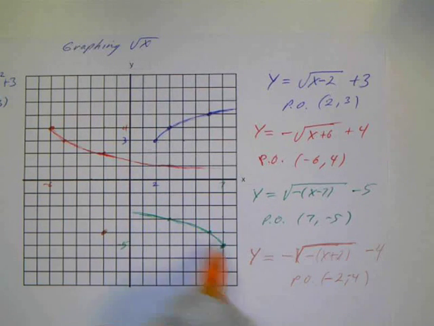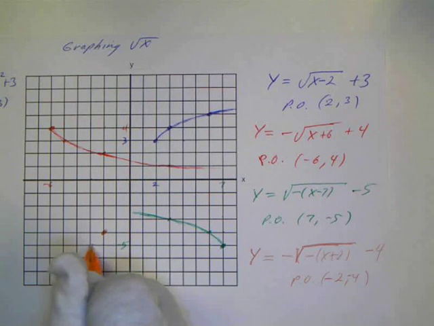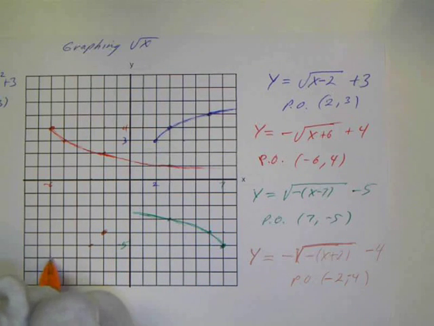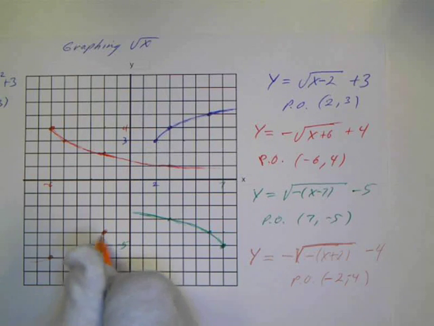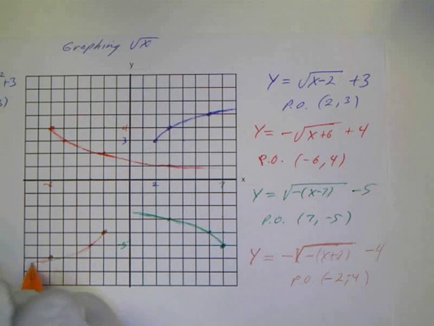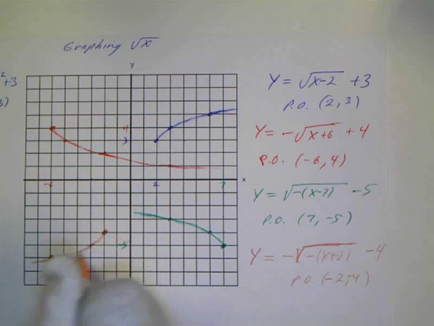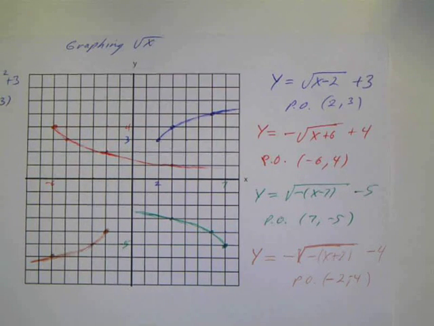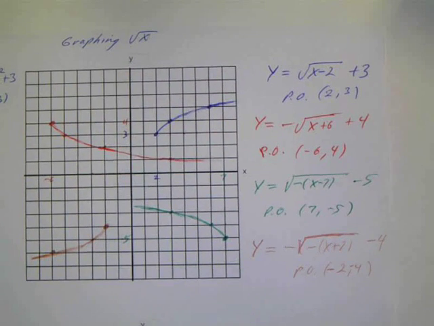And like I said, instead of going up, it's going to be going towards the left, and instead of going up, it goes down. So I go over 1, down 1, and I go over 4, 1, 2, 3, 4, and down 2. Square root of 4 is 2, and that's what we got. So it looks something like this. Okay, so there you go.